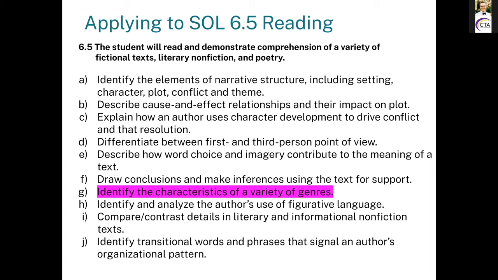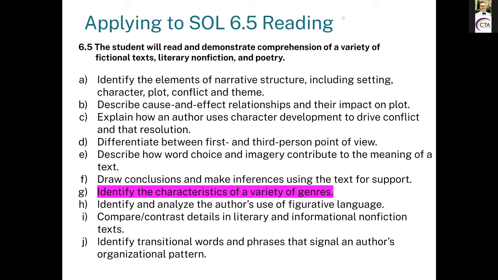So we chose that one as our big umbrella, as a starting place. Although you could choose point of view, word choice and imagery, or any of these, we specifically focused on this one because we thought it's really important for kids to know about the characteristics of a variety of genres before we start comparing and contrasting all these other narrative structures. So that was our thinking behind it.